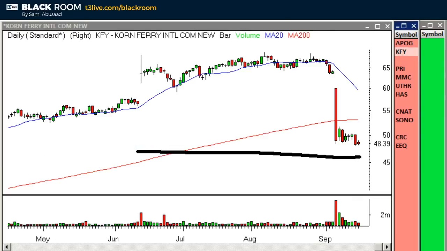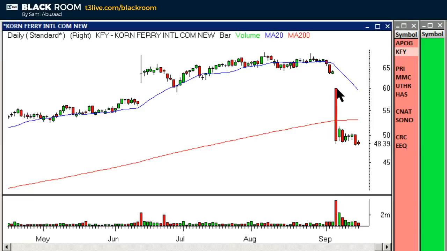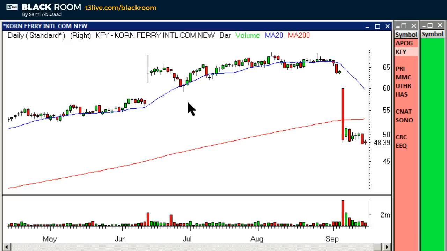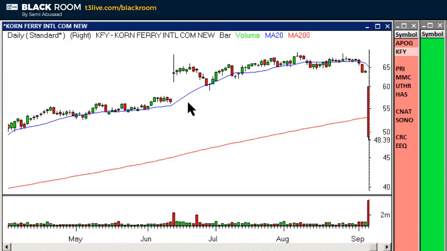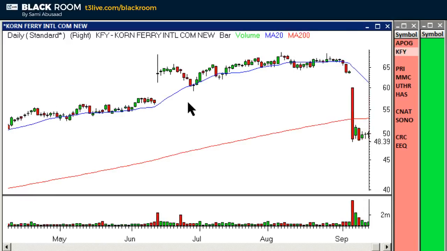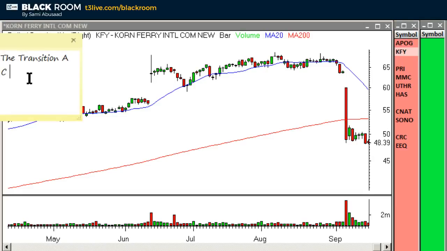Whereas something like the KFY, which was a swing call in the strategic swing trader last week, that's the kind of gap that I like. It creates a transition C breakdown. So that's a beautiful gap, that gap just under the base, and because of that, it had the room to drop.